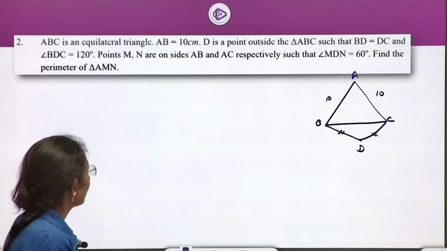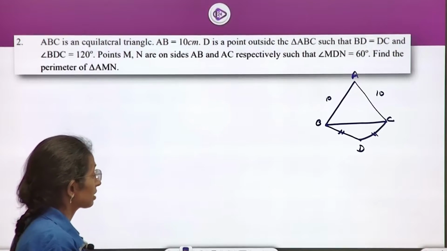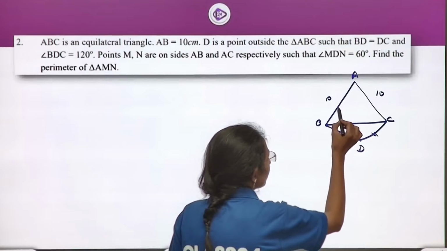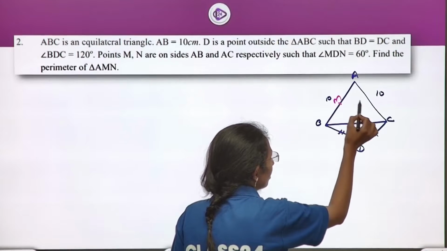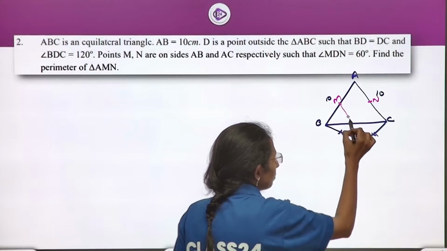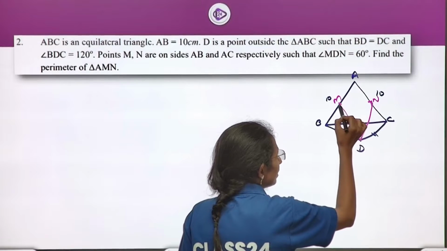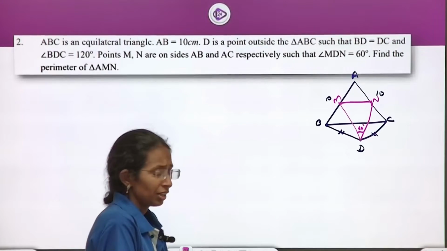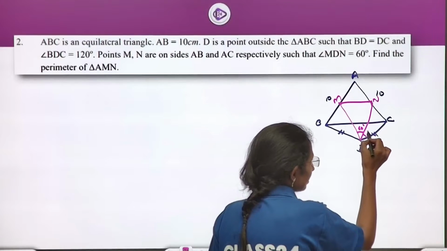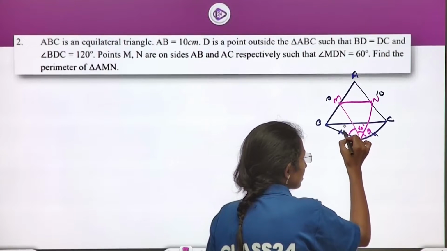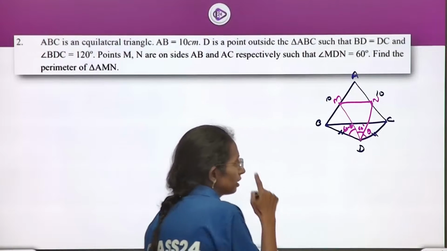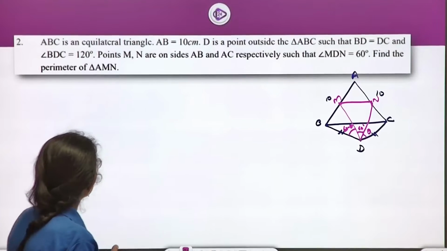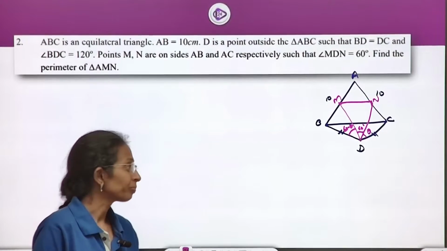Points M and N are outside AB and AC respectively such that angle MDN is equal to 60 degrees. So now we are taking point M over here, N over here, and this angle MDN is coming to be 60 degrees. Now just assume that if this angle is theta, then this angle will be 60 minus theta, because the complete angle BDC is equal to 120 degrees. Now we need to find the perimeter of triangle AMN.